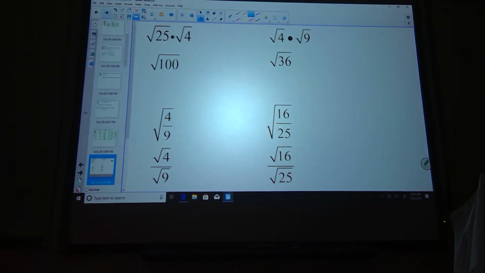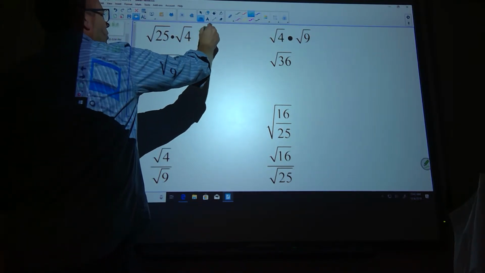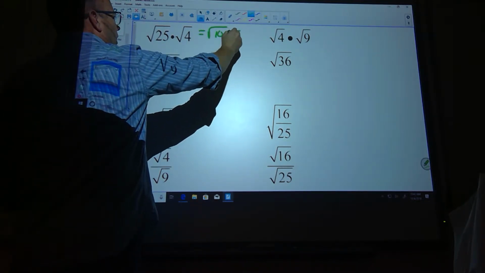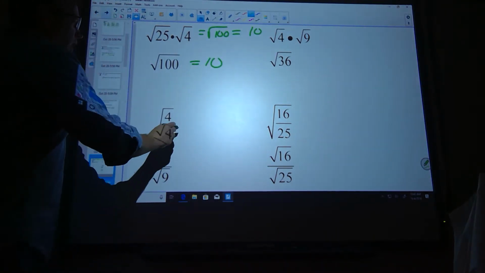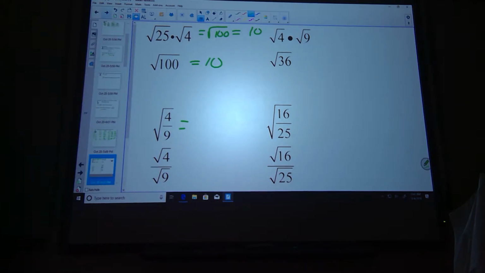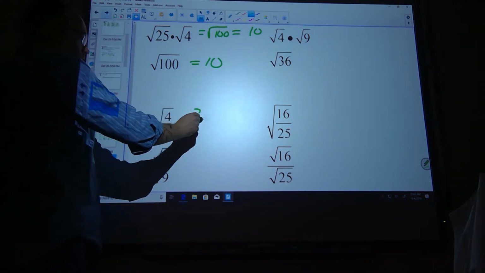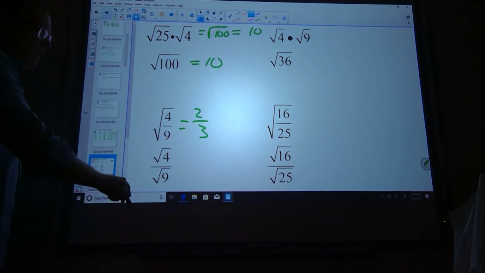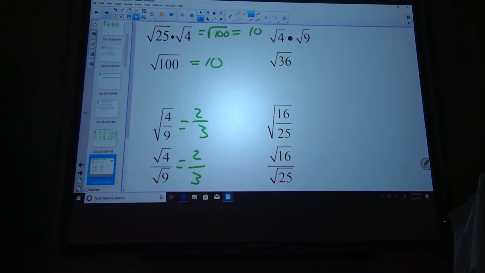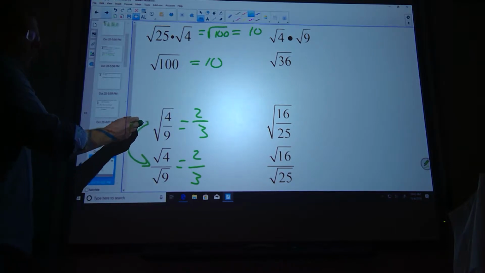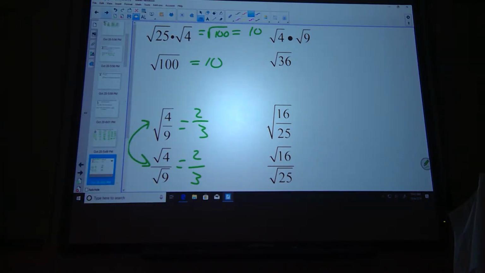Not funny. All right, so let's walk through this first one. If it's under the radical, I can multiply it so I get root 100. What's root 100? 10. Cool. This one, I have the squared on top and bottom. They're both perfect squares. The square root of 2/3. And then this one is also 2/3. So these are pretty much equivalent forms.